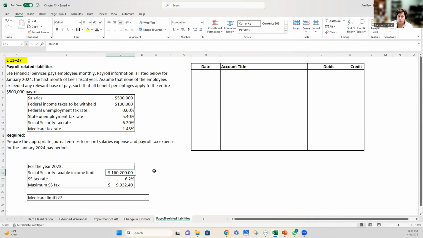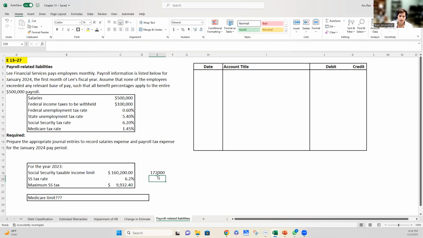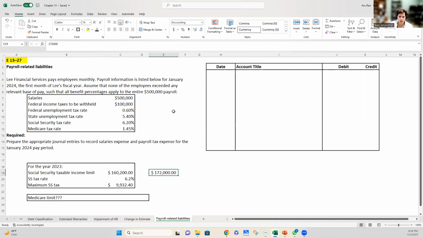So what does this mean? If I make less than 160, let's say I make 100,000, that's still a good number. I make 100,000, I pay 6.2%. If I make 170, let's just say the number is 170,200. I have made 170, well, one more zero is needed there. I made 170,200. This is how much I made. No, my zero is in the wrong place. Let me just quickly correct this.